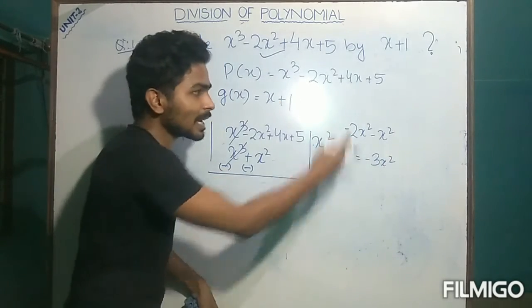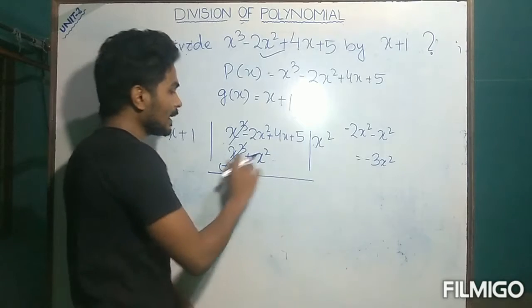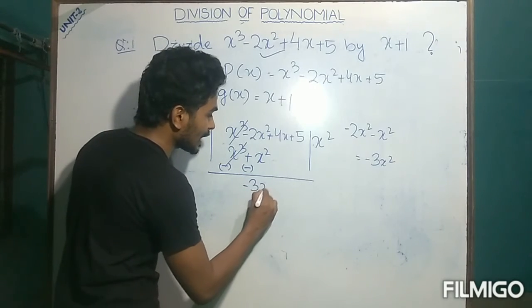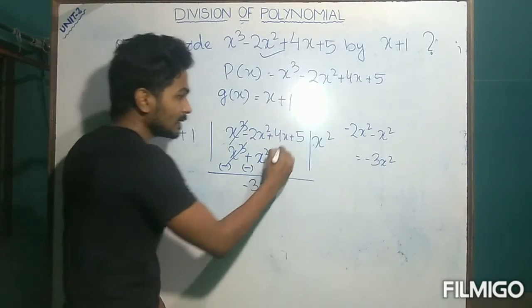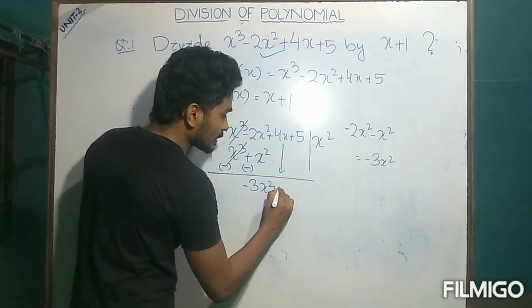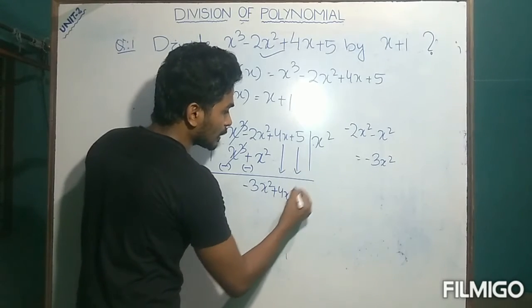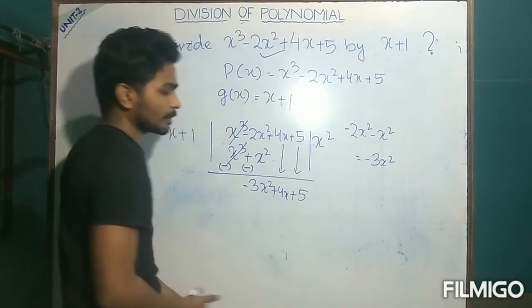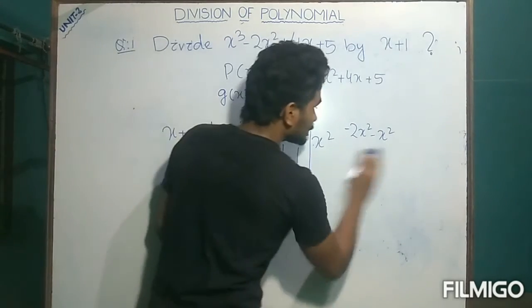Okay, same sign means they are being added. So it will be minus 3x square. Then it will be plus 4x. 5 also coming downward, it will be plus 5. Up to this you are clear?